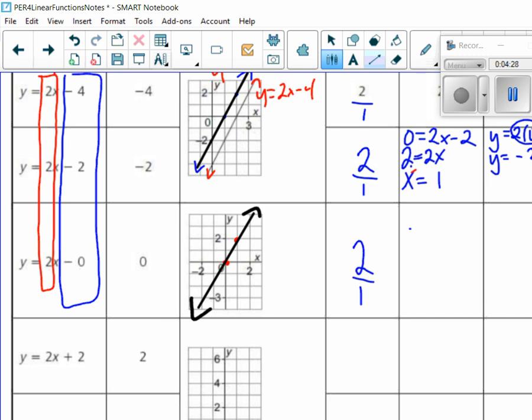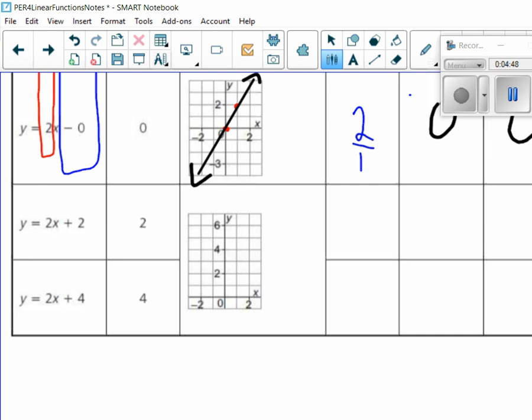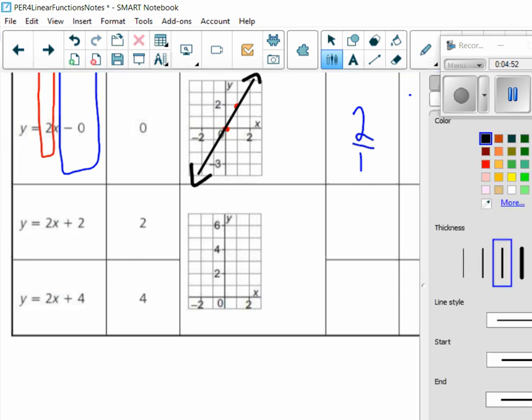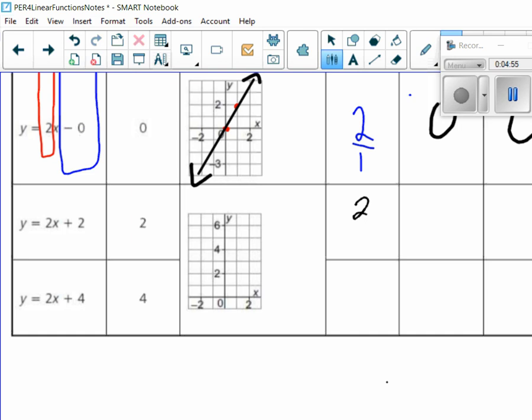So what is my x-intercept by just looking at it now? 0. And what is my y-intercept by just looking at it? 0. That just happens because if your x-intercept is 0, your y-intercept has to be 0 on the line, right? Okay, so keep going here. Y equals 2x plus 2. So what is my slope? It is 2. 2 over 1, yes?